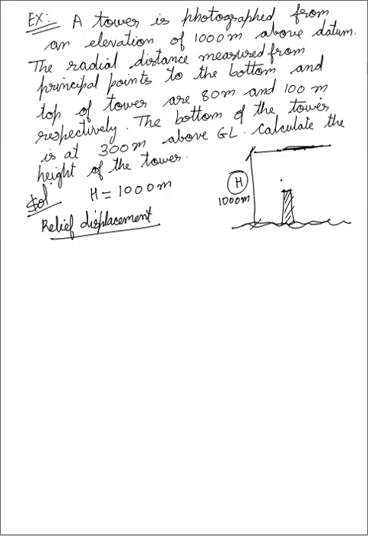Now the relief displacement formula is small d is equal to r h upon capital H minus h1. See, now I am writing h and h1. Small h will be the height of the tower, which we are supposed to find. We don't know small h, but small h1 they have given. Small h1 is the bottom of the tower, which they have given as 300 meter.